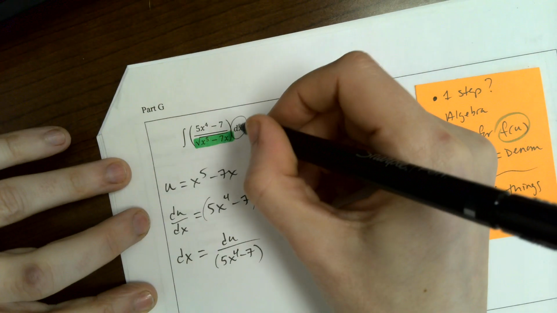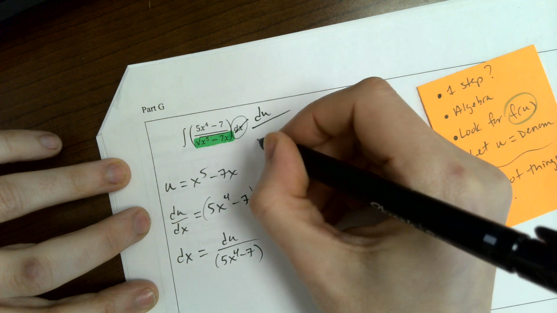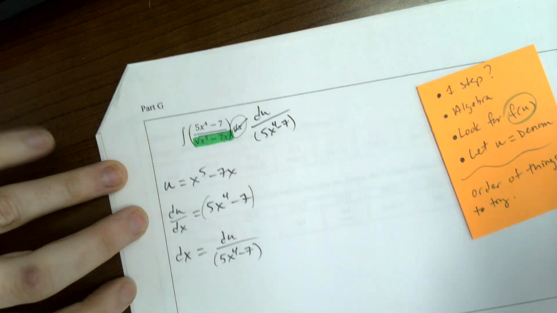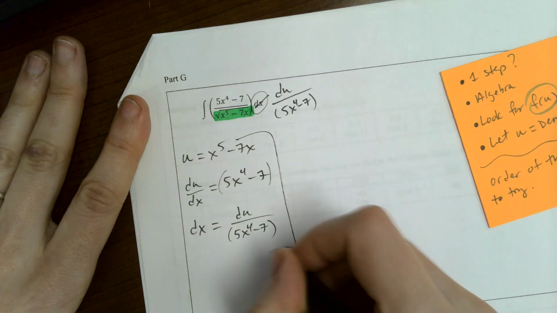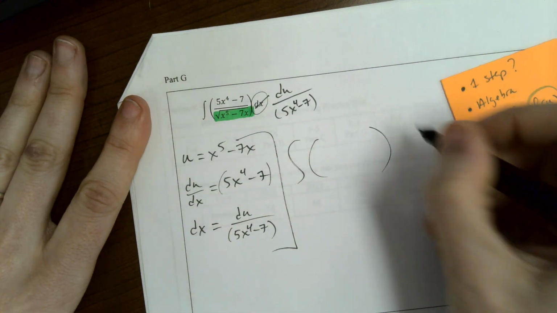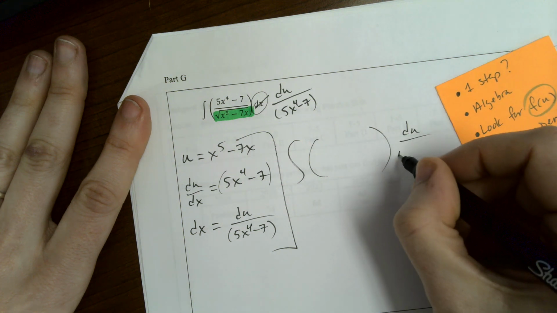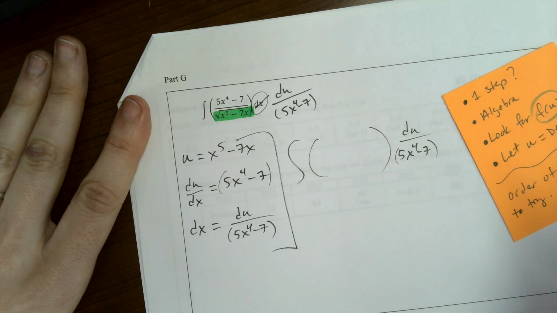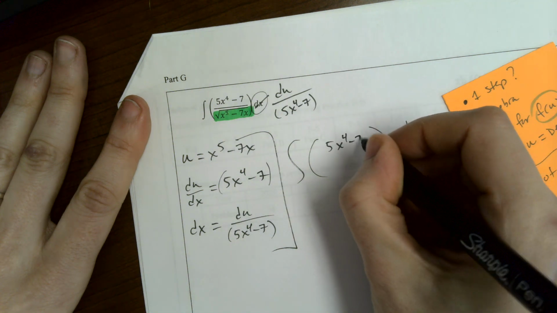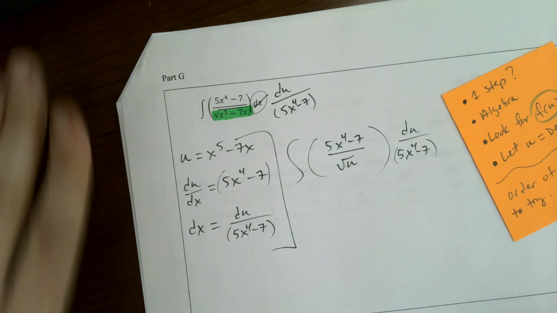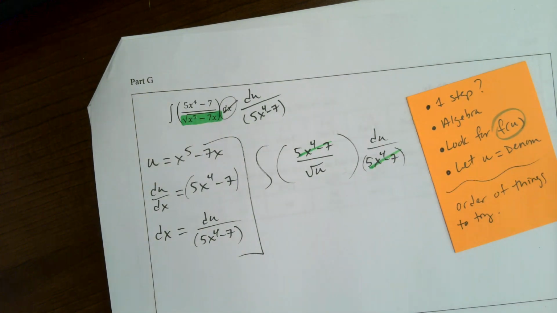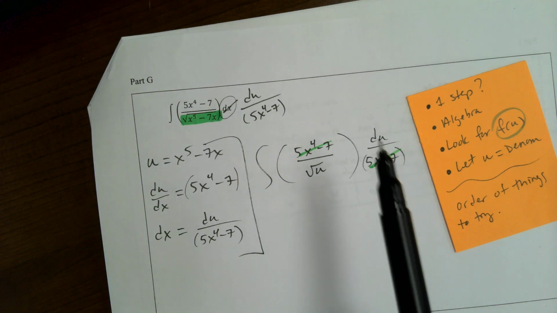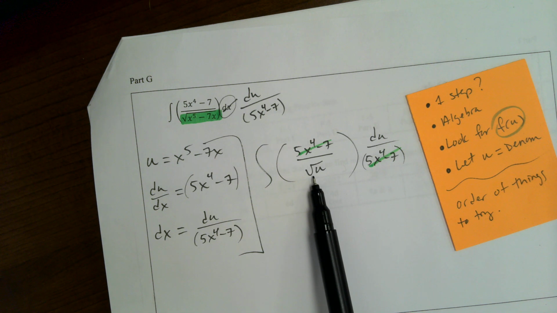Oh, look how nice. So I'm crossing that off. du over 5x to the 4th minus 7. And then I will write this over the square root of u. All right, 5x to the 4th minus 7 over the square root of u. There we go. So all of the x's cancel. That's good news. And what's left needs to be a one-step antiderivative.